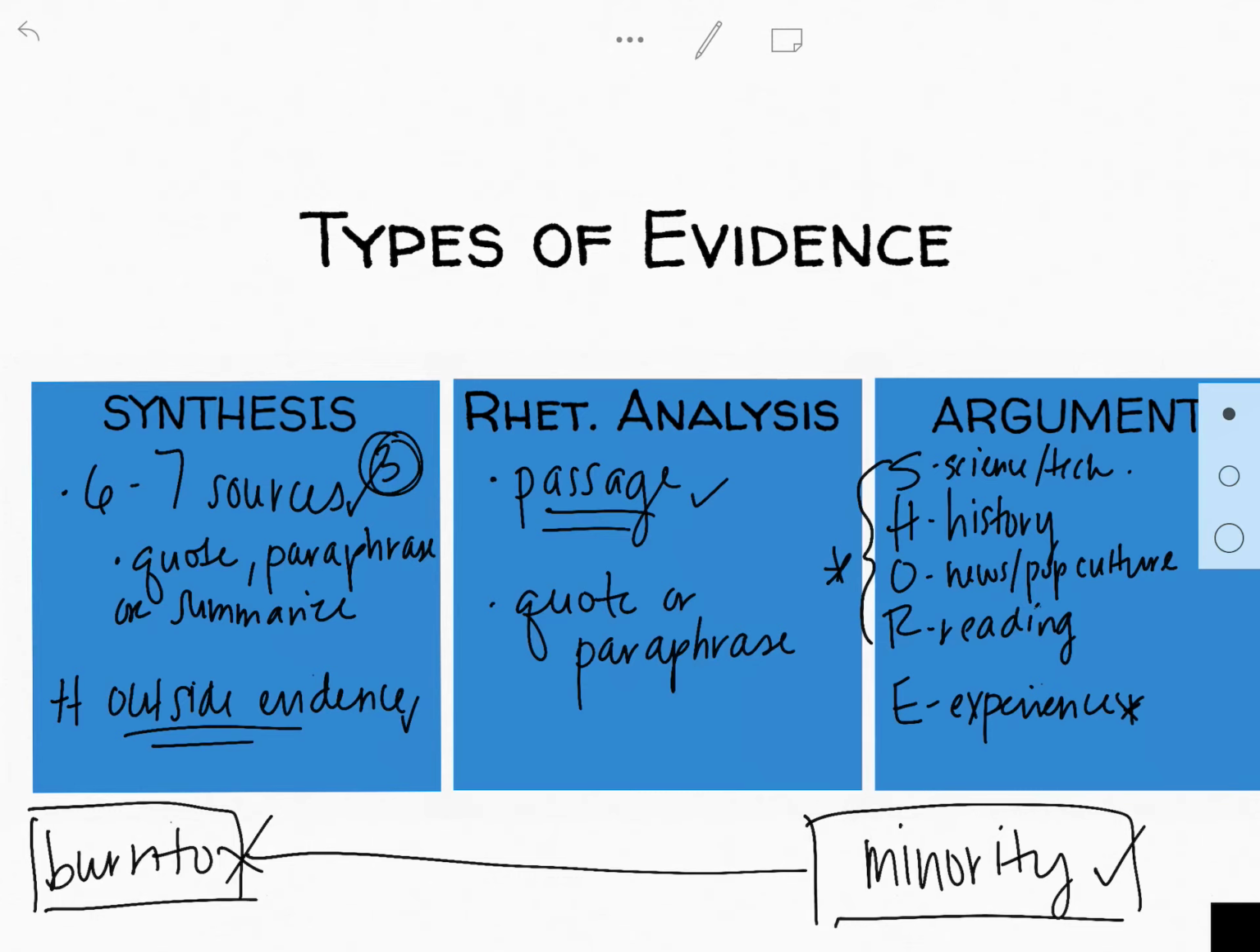So that's kind of our overview of the different types of evidence you use on the questions. Like I said, with synthesis, you use those provided sources as well as any outside evidence you can think of. Rhetorical analysis, you are just going to cite from the passage or paraphrase from the passage. But argument, it's all up to you. So you have to think about how you can work through these different categories to pick out the best evidence for your essay.